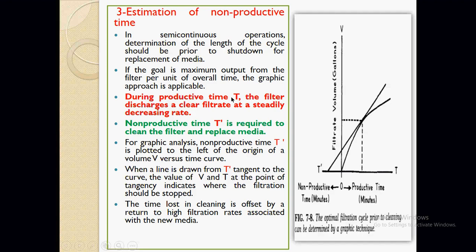So during productive time T, the original one, the filter discharges a clear filtrate at a steadily decreasing rate. Non-productive time, which is T prime, is the time required to clean the filter and replace the media. So non-productive time T prime is closer to the left of the origin of a volume versus time curve. During this non-productive time, the time is lost in cleaning and it is offset, meaning outside the required working time, by a return to high filtration rate associated with the new media.